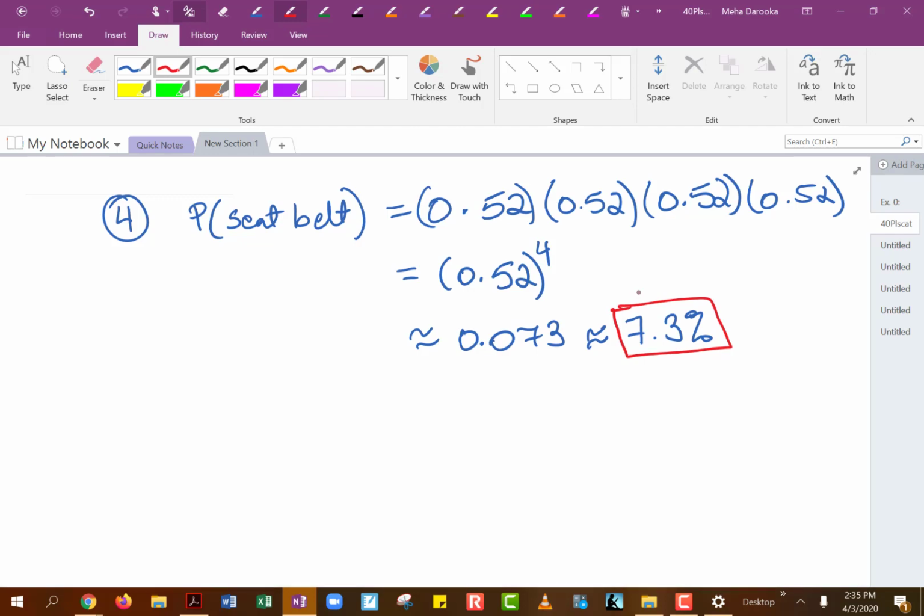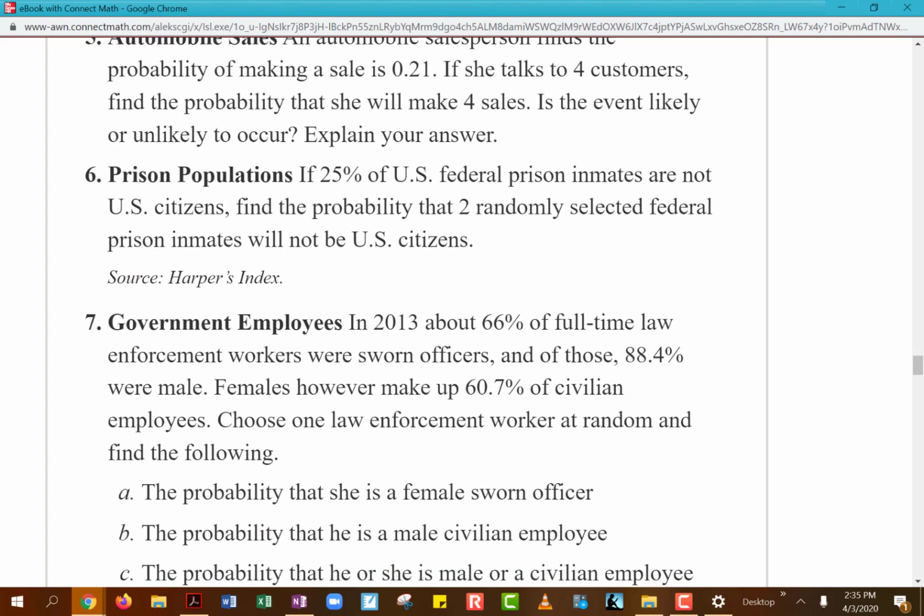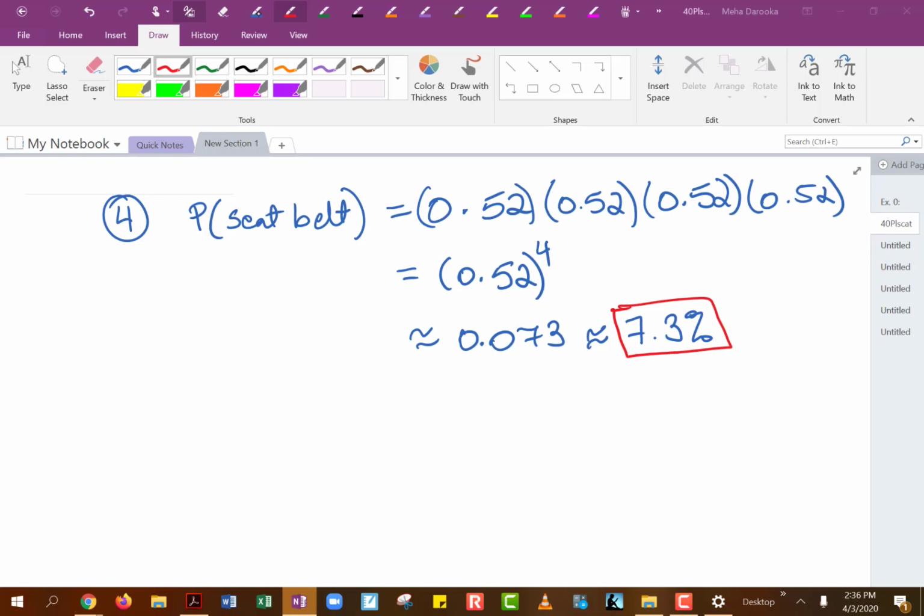Okay, alrighty. Let's go back to our examples here. The next one I wanted us to look at is number 6, which says if 25% of U.S. federal prison inmates are not U.S. citizens, find the probability that 2 randomly selected federal prison inmates will not be U.S. citizens. So they're saying the probability is that 25% are not U.S. citizens. If we select 2 at random, what will that probability be, right?